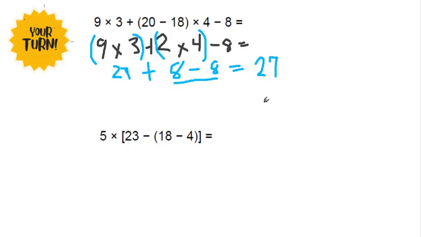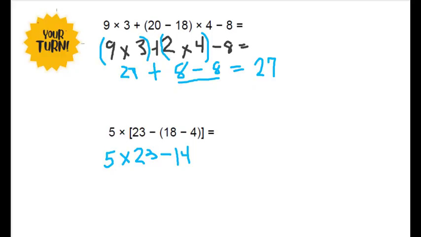All right. Now this one is what I was talking about at the beginning of the video, that you have two sets of parentheses. And what we want to do is work out one set at a time. So this is 23, and we're going to subtract whatever is in that inner parentheses. 18 minus 4 is 14. And we got our 5 here at the beginning.